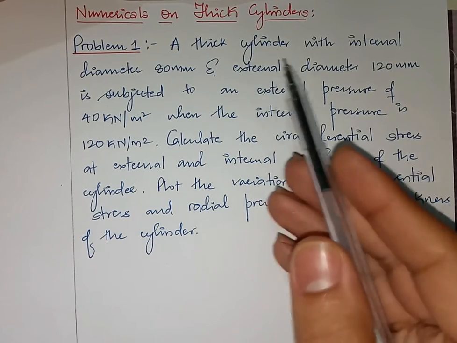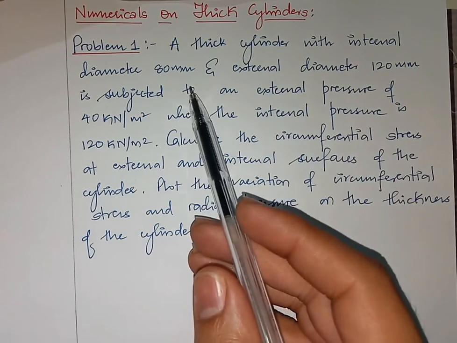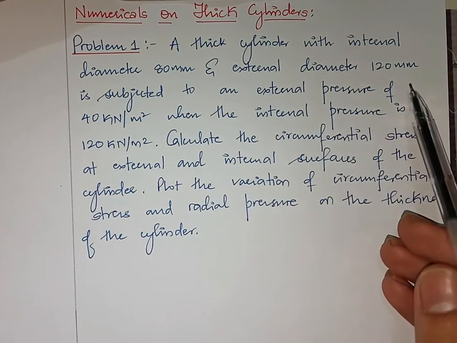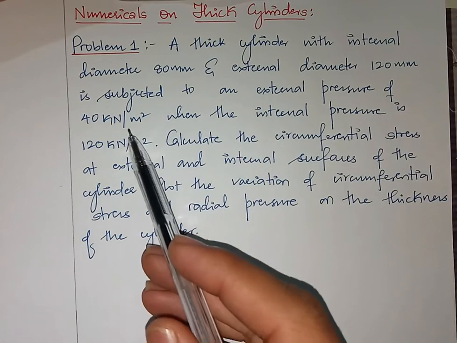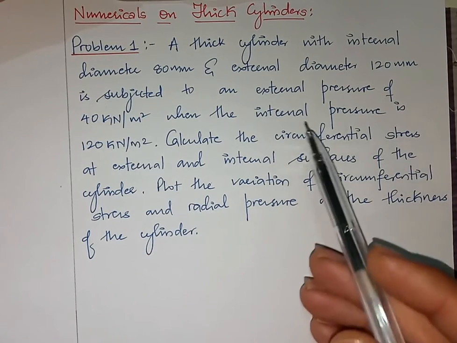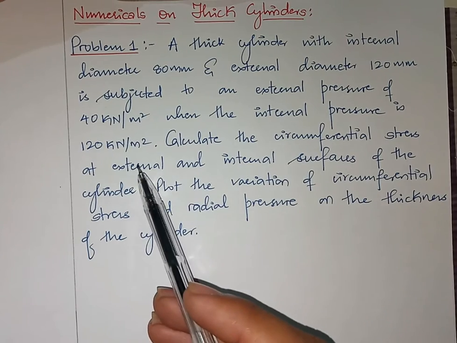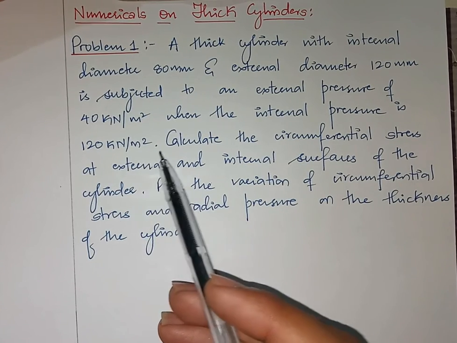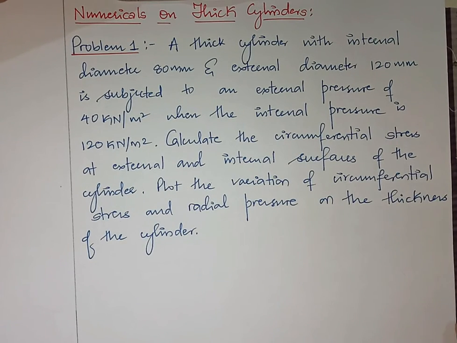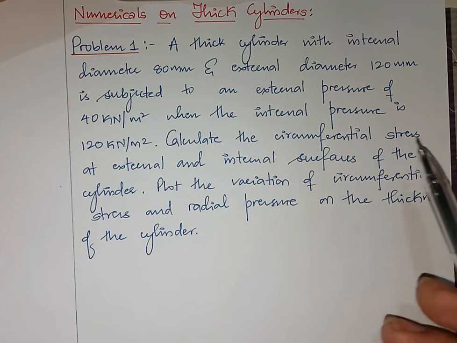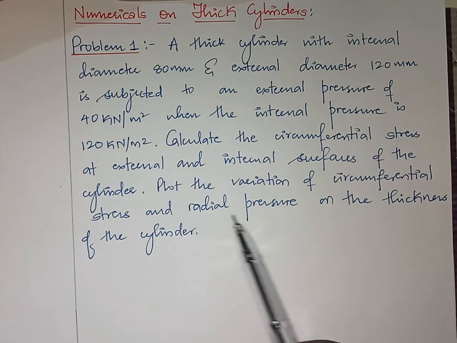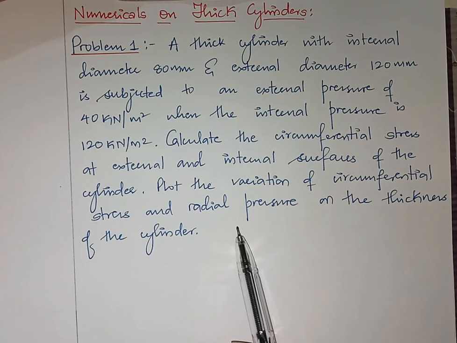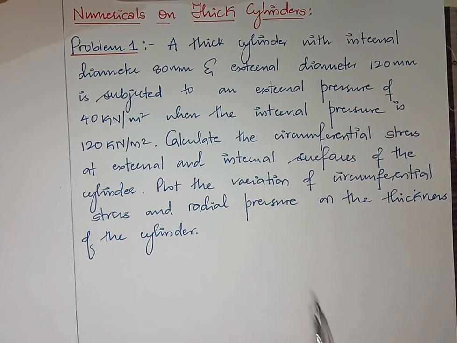A thick cylinder with internal diameter 80 mm and external diameter 120 mm is subjected to an external pressure of 40 kilonewton per meter square when the internal pressure is 120 kilonewton per meter square. Calculate the circumferential stress at external and internal surfaces of the cylinder, and also plot the variation of circumferential stress and radial pressure on the thickness of the cylinder.